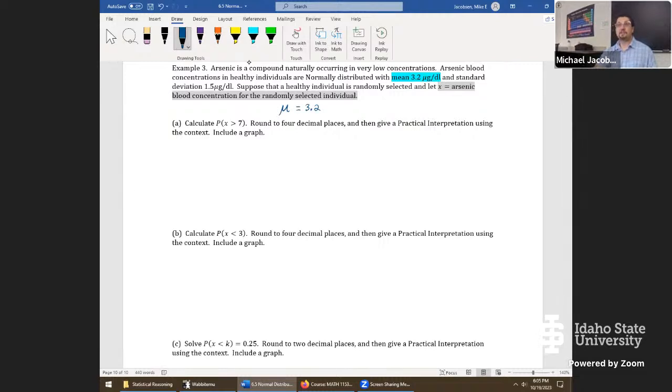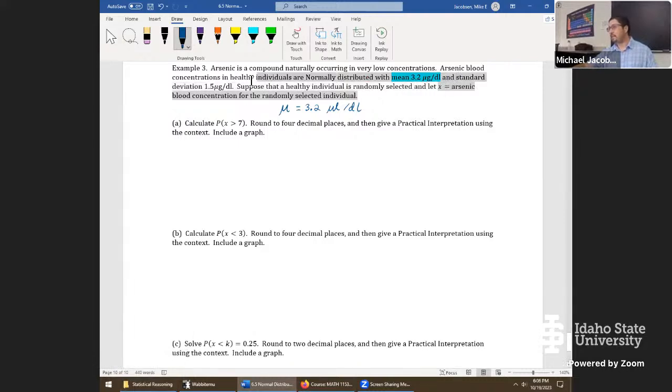3.2, and I'll write the unit this way just to not conflate the mu as the population mean versus this as the unit. I'll just do it in cursive, so it looks like something different. So micrograms of arsenic per deciliter, 1/10 of a liter of blood. So on average, that's how much arsenic everyone has inside your blood. And that's for the healthy individual population.